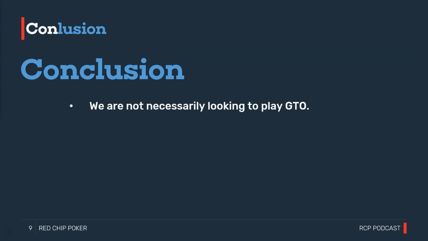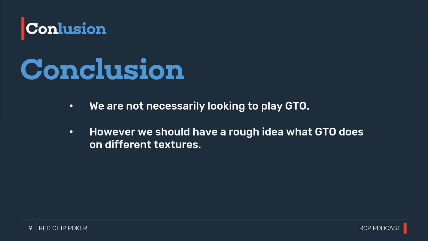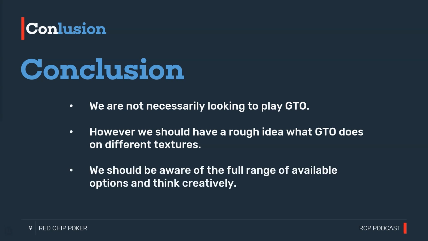In the quest to play a strong exploitative game, it's a great idea to have a rough idea of what GTO is doing on different board textures, and that's what we've done in this session. We've considered GTO Cbet sizing on a range of different common textures. So this hopefully allows us to do 2 things. Number 1, it should increase our awareness of the different board textures and how they're strategically different, but hopefully it should also expand our creative options.